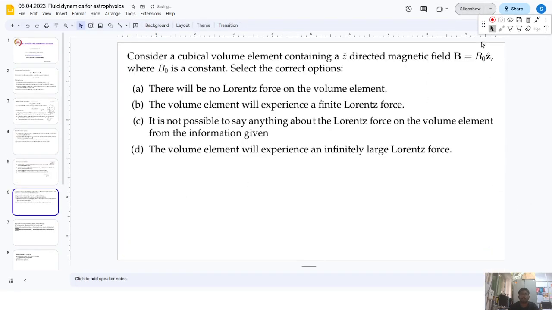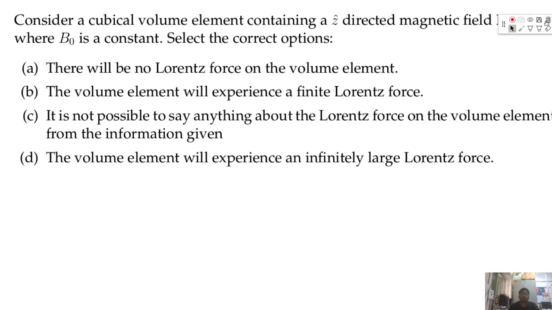The next question here is, consider a cubical volume element containing a Z cap directed magnetic field. So the magnetic field is directed in the Z direction. So select the correct options, right? So what we have is the magnetic field B equals B naught and then your Z cap, right?